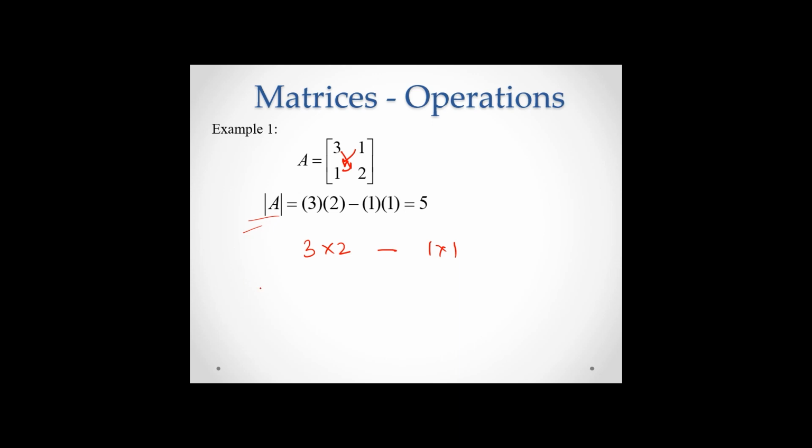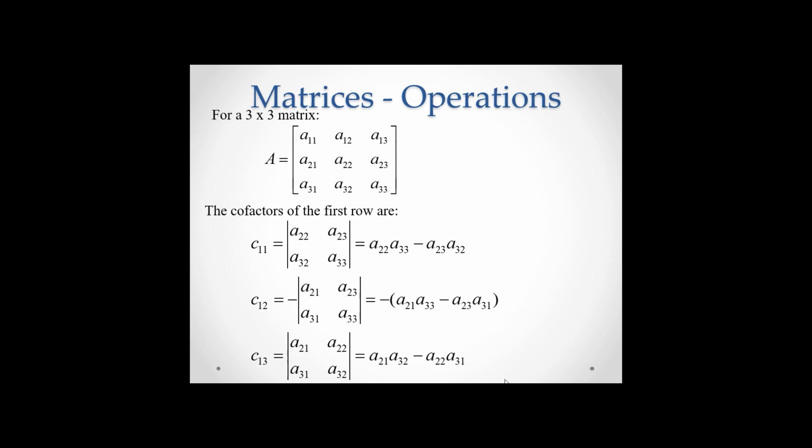I can give one more example. Let's say I have A as 5, 6, 7, 8. Okay. So the determinant of A will be 5 into 8 minus 6 into 7. So what we have is 40 minus 42. The answer is -2. So determinant can be positive or it can be negative, both.